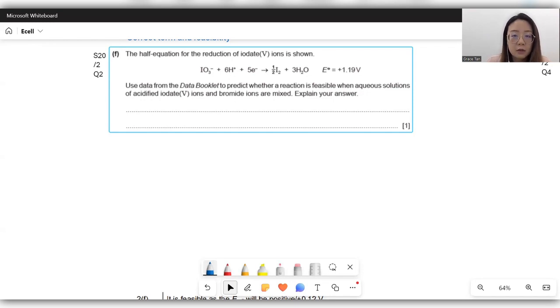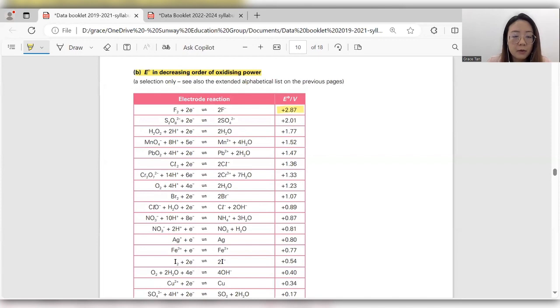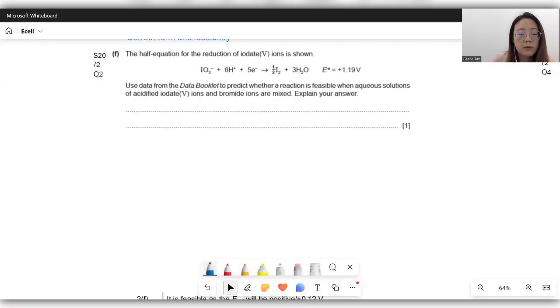Now, first, we shall go to the data booklet. You can go and find where is bromine and bromide. There's only one, which is here, at 1.07. So we're going to extract information and put it here. So I'm going to list the bromine receiving 2 electrons to give 2 bromide and positive 1.07. I arrange from the most positive on top to the least positive below.